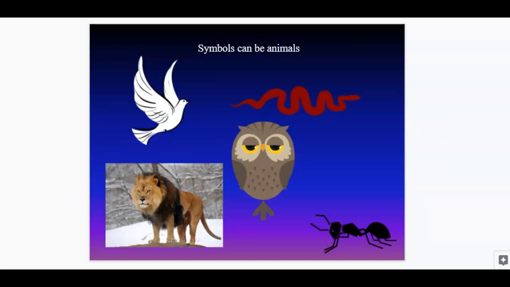symbols can be animals as well. The dove symbolizes peace. There's history behind that as well. Feeling like an ant, like you're small and can be stepped on. Snakes have a symbolic meaning, obviously, biblically. Owls being wise. There's histories behind these things as well.